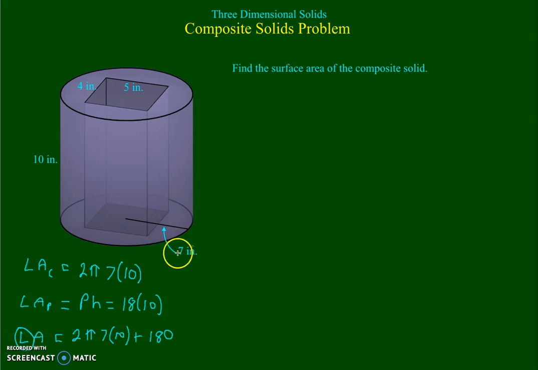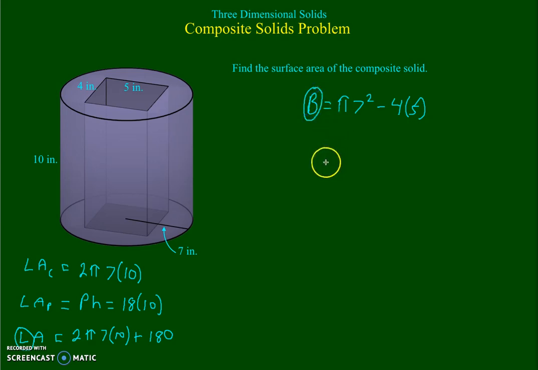Now we can focus on the area of our base. So big B is going to be the area of this circular base, so it will be pi 7 squared, minus the area of this rectangular hole. So let's do that. This is going to be pi 7 squared minus 4 times 5. So that's the area of one of the bases. And we're going to go ahead and store that calculation in big B.